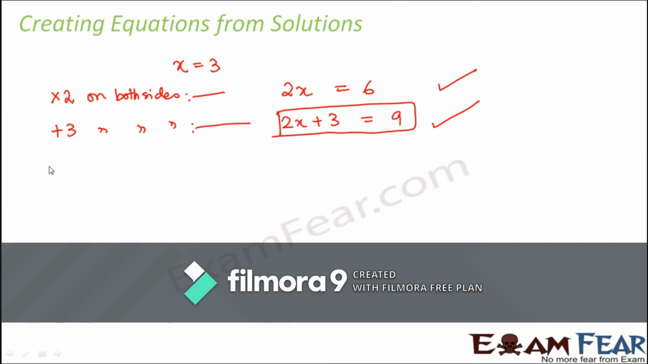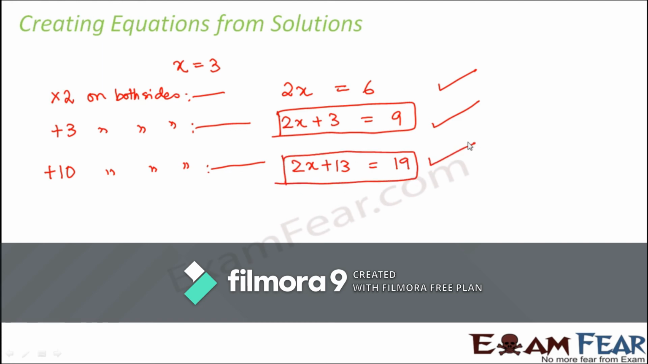Now let us say that we add something else. Let's say we add 10 on both sides. What do you get? It becomes 2x plus 3 plus 10, that is 13, is equal to 19. What is this? This is also an equation, right?